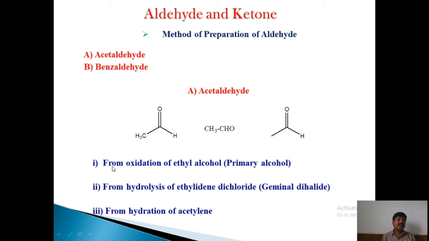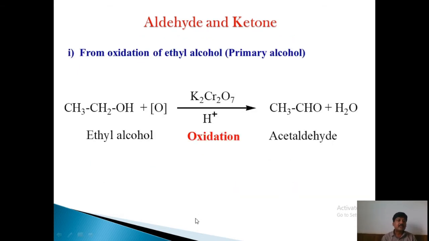There are three different methods for the preparation of acetaldehyde. One is from oxidation of ethyl alcohol, that is, primary alcohol. Second, hydrolysis of ethylene dichloride, that is, geminal dihalide. Third, from hydration of acetylene. We will see one by one. First one, from oxidation of ethyl alcohol, that is, primary alcohol.